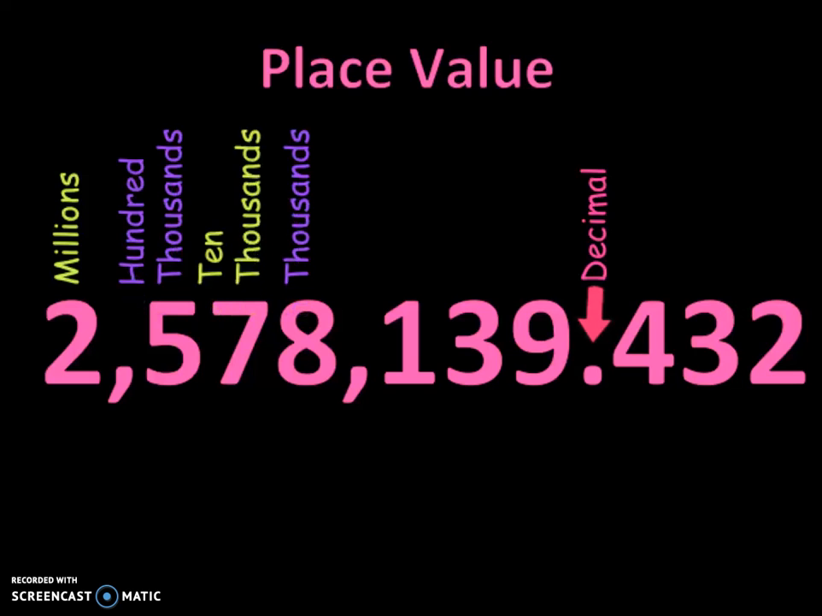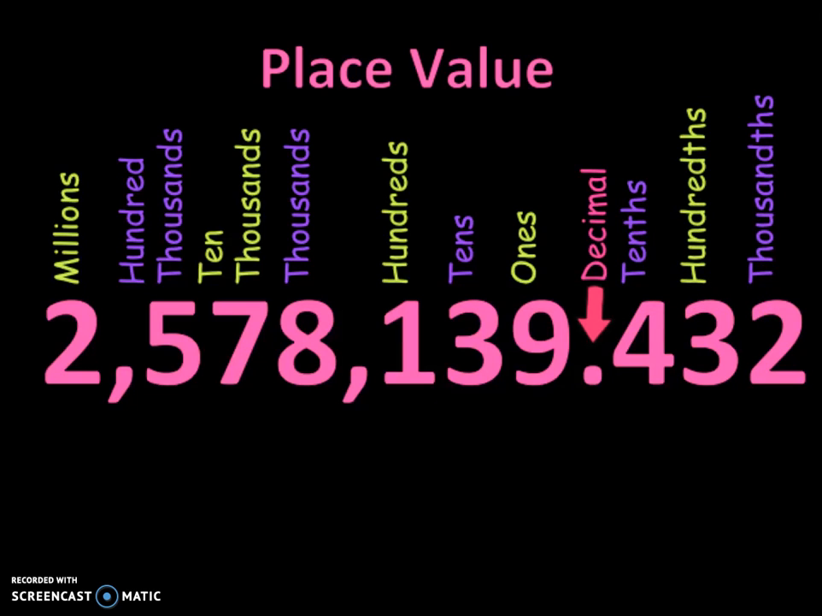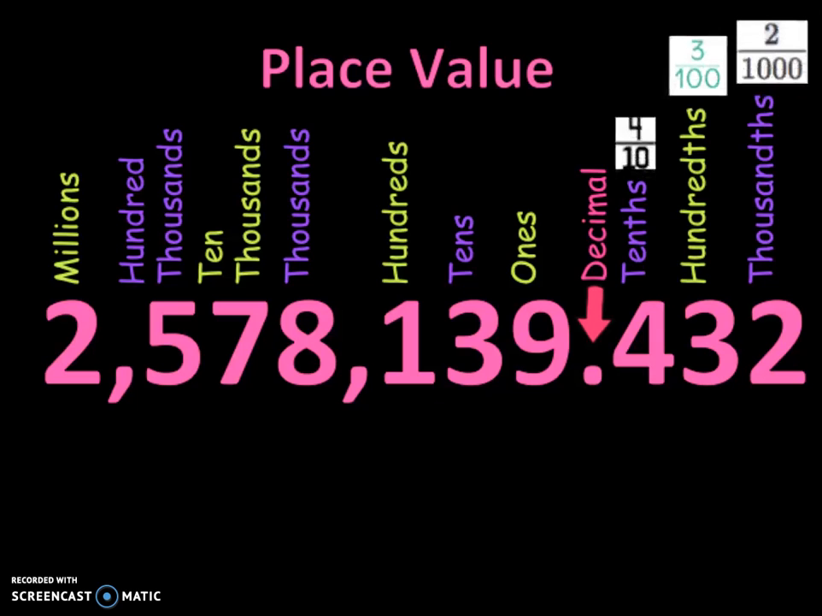2 million, then you have hundred thousands, 10,000s, thousands, hundreds, tens, ones. After the decimal, you switch to fractions. Tenths, or 4/10, hundredths, 3/100, and thousandths, or 2/1000. So for instance, the fraction is a fractional piece. In this case, 432 thousandths is how you would read this fraction.